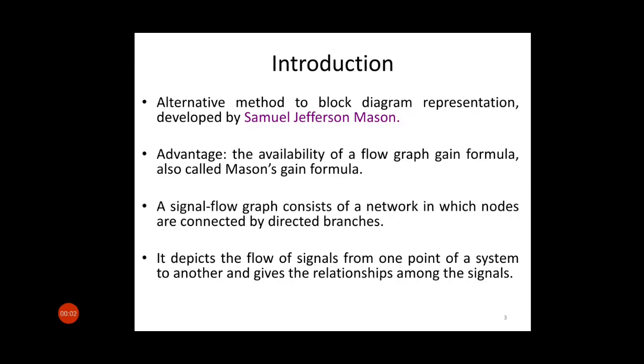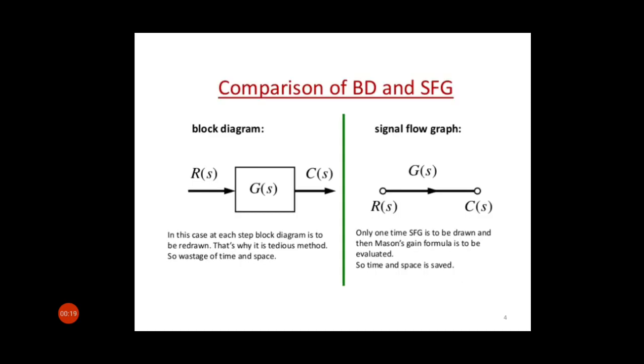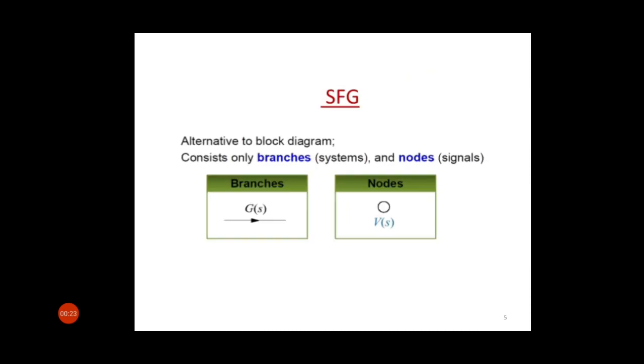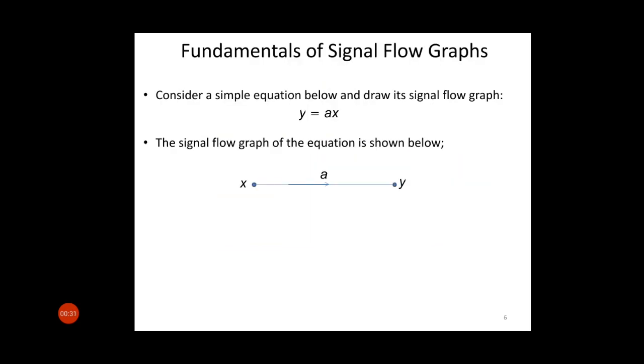Hello student, in the previous lecture I discussed what a signal flow graph is. Why we need the signal flow graph, what the advantages of the signal flow graph are over block diagram reduction, and after that I discussed the elements of the signal flow graph, like branches. The elements of a signal flow graph are branches and nodes.